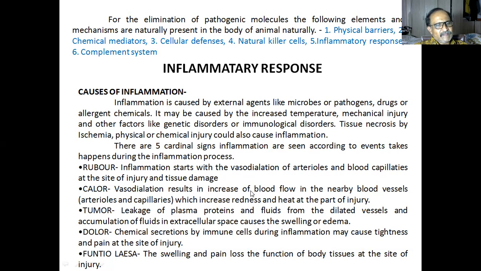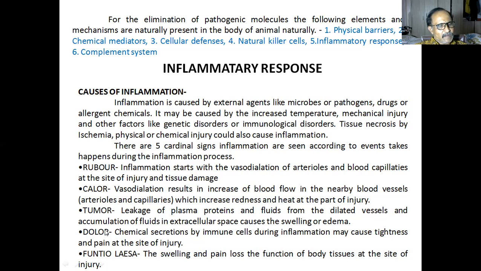Then calor. This vasodilation होने की वजह से क्या होता है, वहाँ पे रेडनेस आता है due to increased blood flow in the nearby blood vessels, arterial and blood capillaries. Okay, which increase redness and heat of the part of injury. This phenomenon is called as calor. Then tumor. This leakage of plasma protein and fluids from dilated vessels and accumulation in the extracellular space causes the swelling or edema. वहां पे स्वेलिंग आ जाता है, तो उसको क्या कहते हैं, this phenomenon is called as tumor.